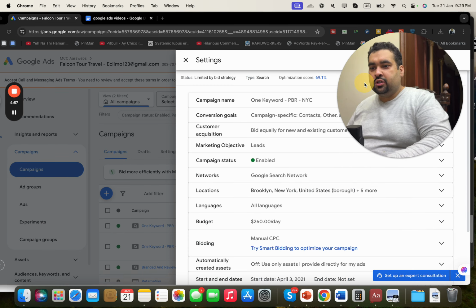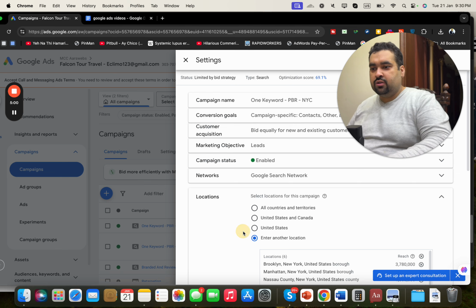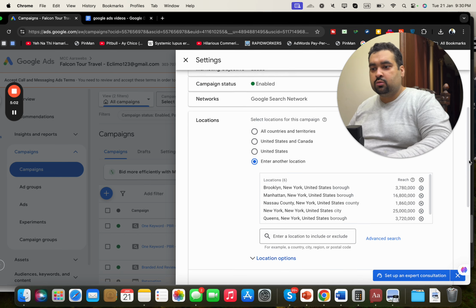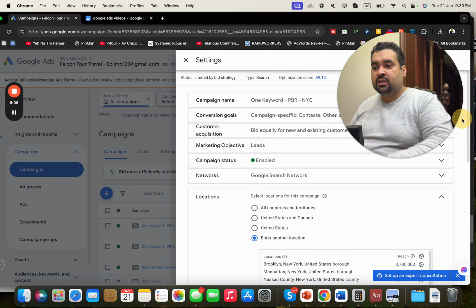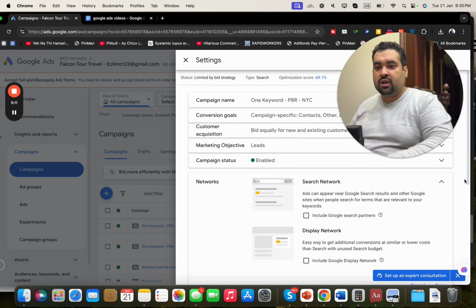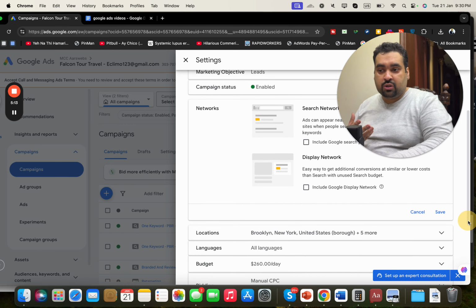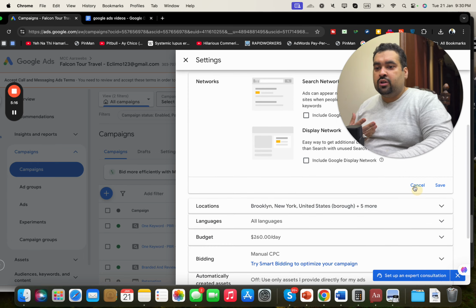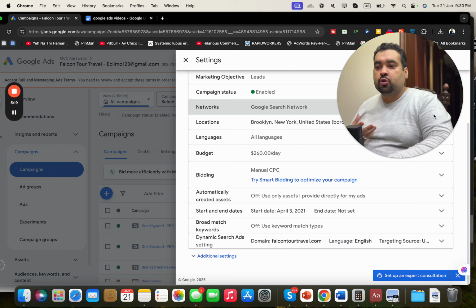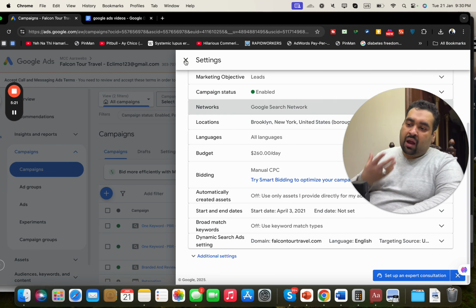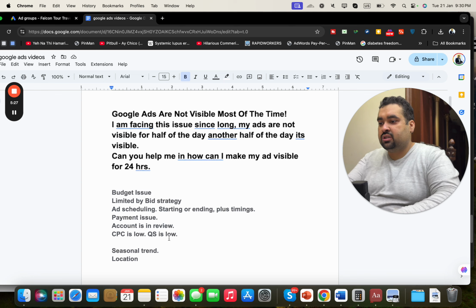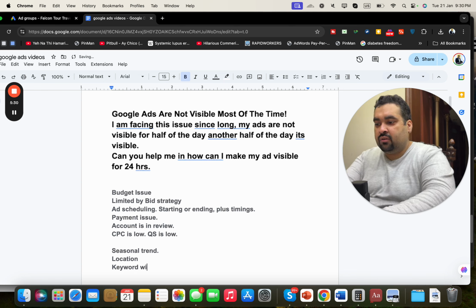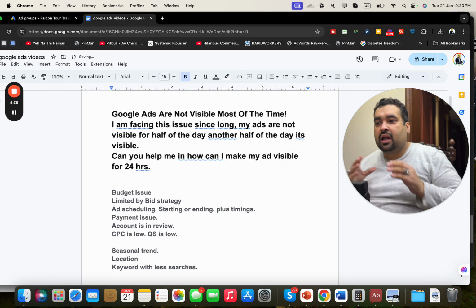Over here, you have to manage your location settings, and this could be an issue as well, that you may have wrong locations. Apart from this, another issue could be with the network. Sometimes people select the wrong network, and this could cause an issue as well. Apart from these, make sure your ads are approved. You need to be good to go with your keywords. In case the keywords have less searches, look into those as well. Add keywords with high searches, because keywords with less searches can be an issue too. So these are a few of the issues due to which your ads are not visible most of the time.